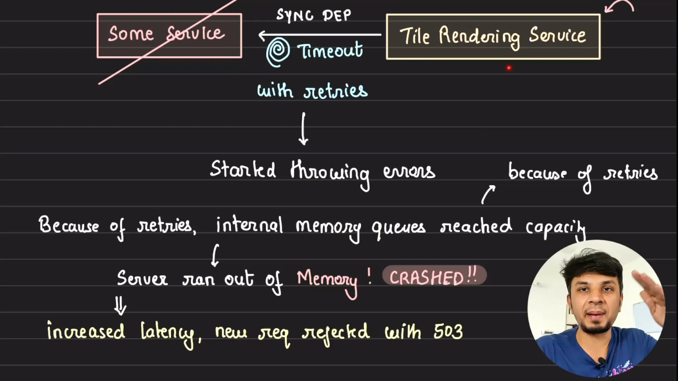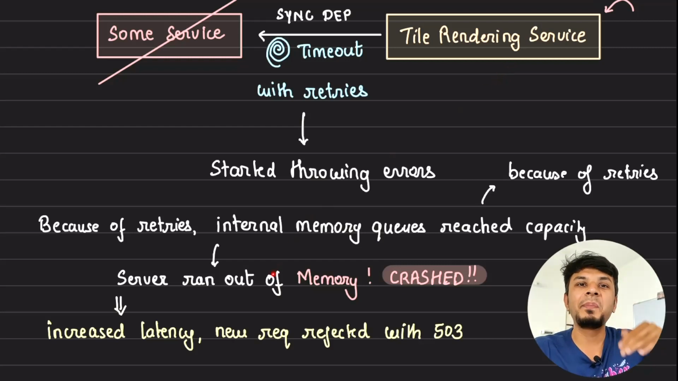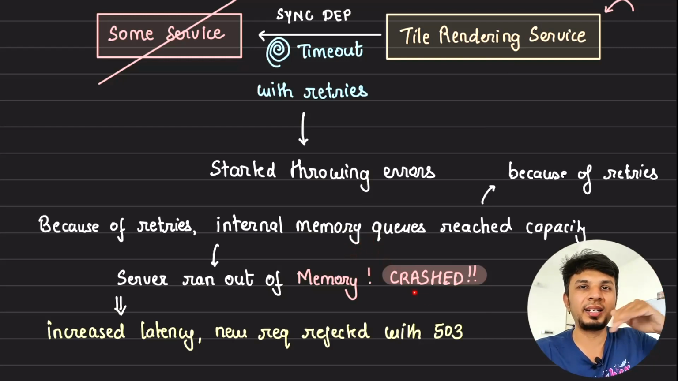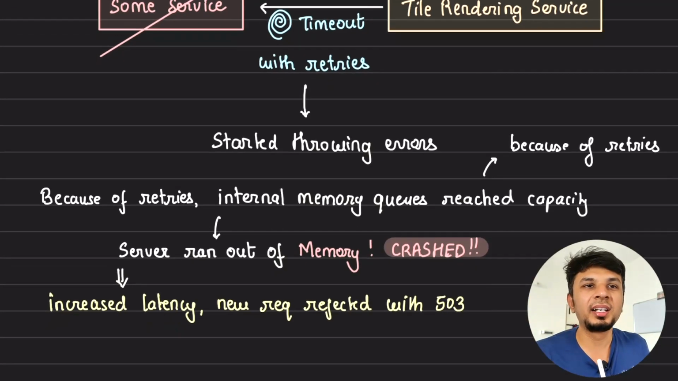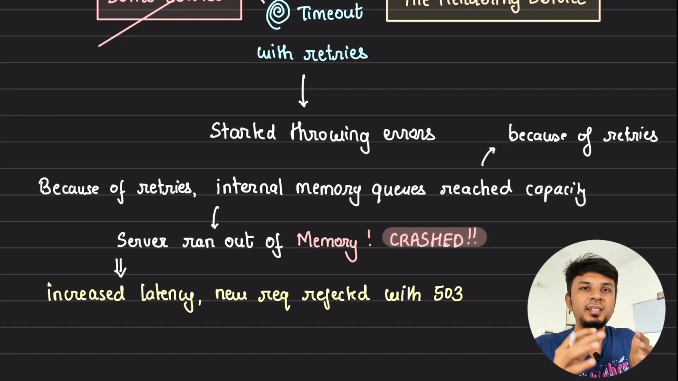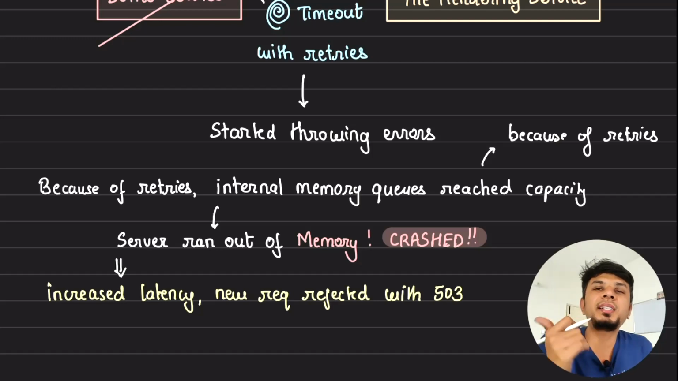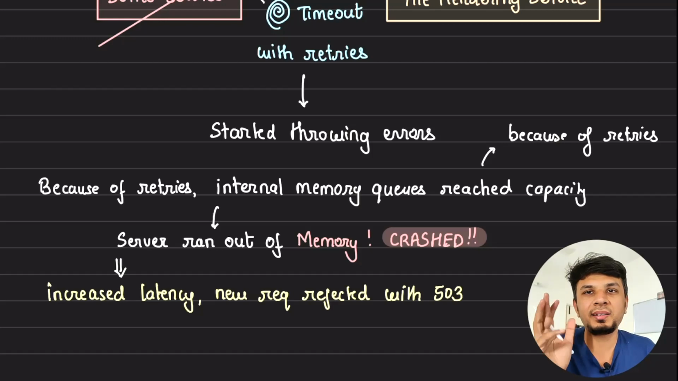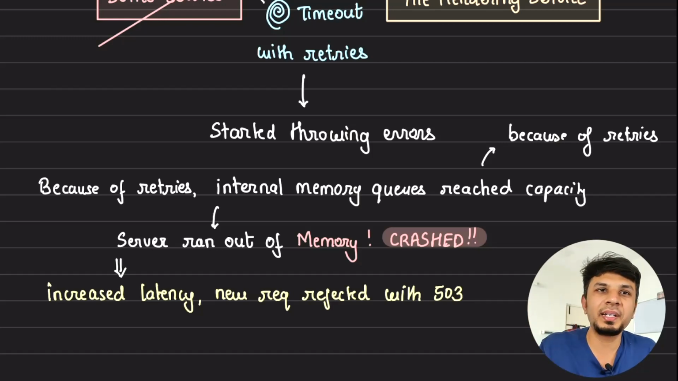So because of retries, the tile rendering service reached its capacity and it started crashing because the server ran out of memory. That's what I said. As soon as the server runs out of memory, the process that is running crashes. And because your tile rendering service crashes, it started throwing what? 503, basically service temporarily unavailable.